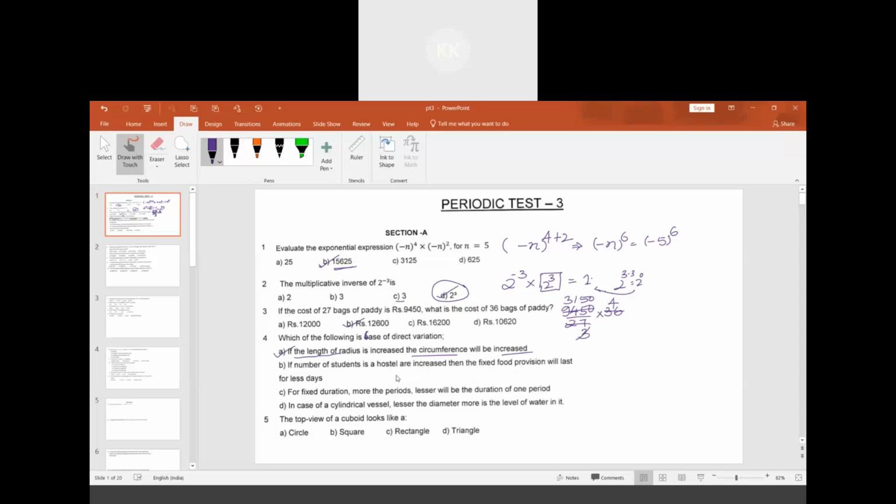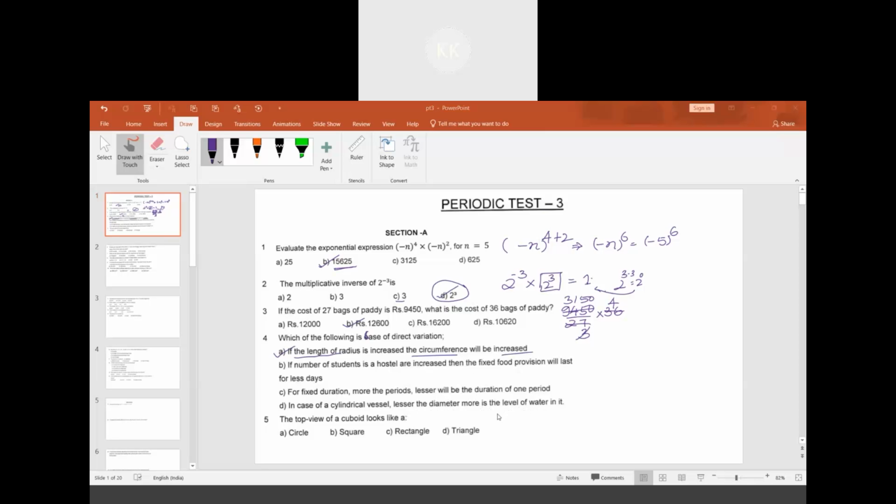Inverse proportions. When the number of students in the hostel increases, the food provision will last for less days. This is inverse proportion. For a fixed duration, more number of periods, lesser will be the duration. The same is given in one of the questions here, to find out if 8 periods are there instead of 9 periods, 40 minutes. Time increases if the number of periods decreases. So it's in inverse proportion. In case of a cylindrical vessel, lesser the diameter, more will be the volume. This is also in inverse proportion.